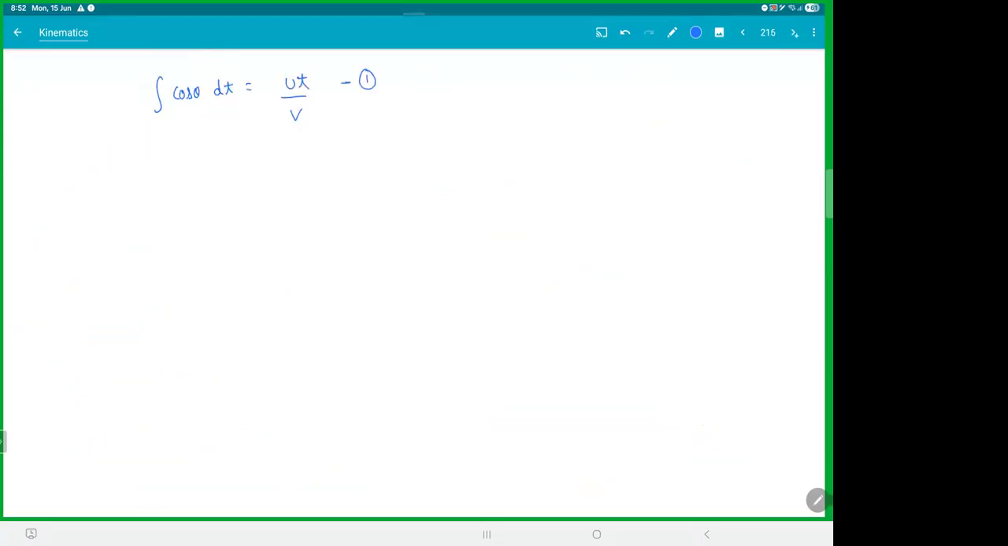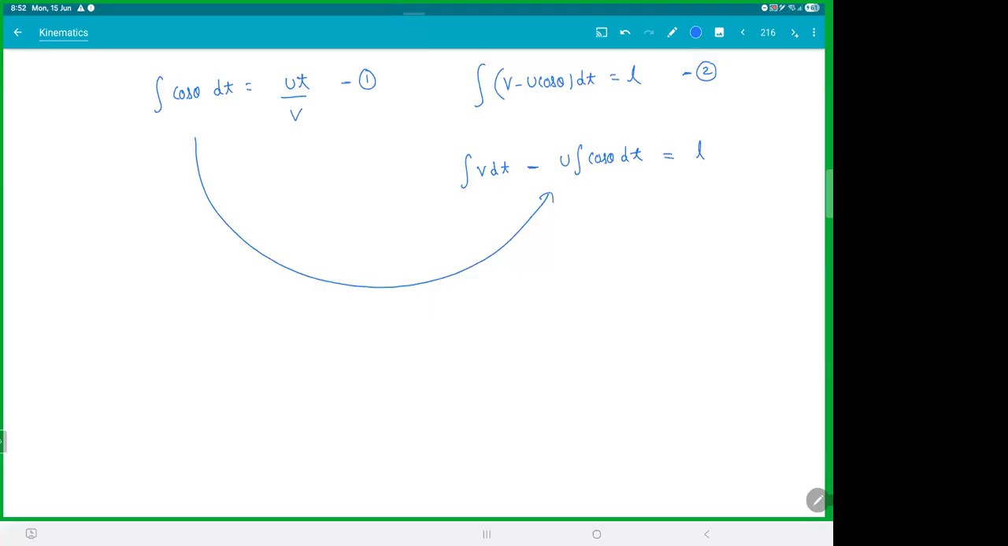What is the second one? Integral (v minus u cos theta) dt is equal to L. This was equation 2. So this can be written as integral v dt minus u integral cos theta dt. I don't know cos theta, I don't know dt, but I know what integral cos theta dt is. Take this and substitute here.